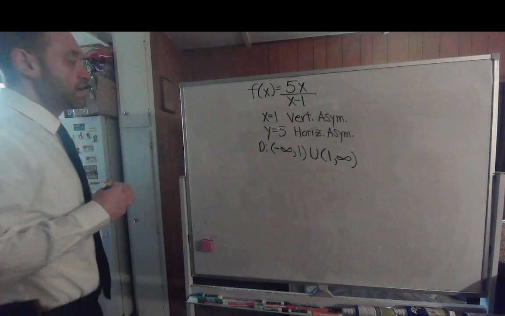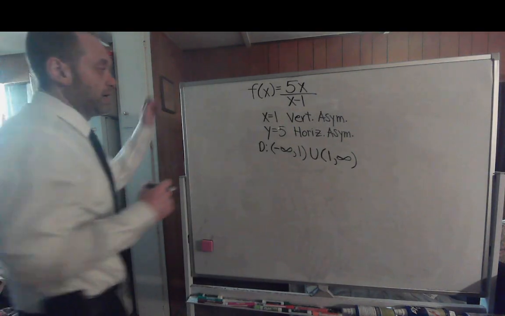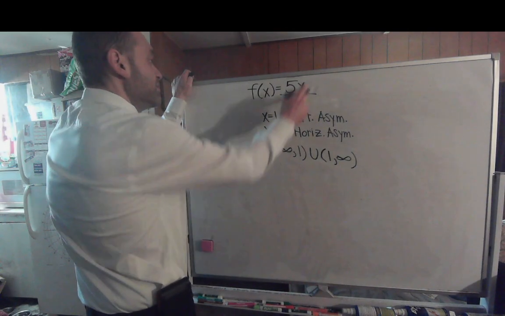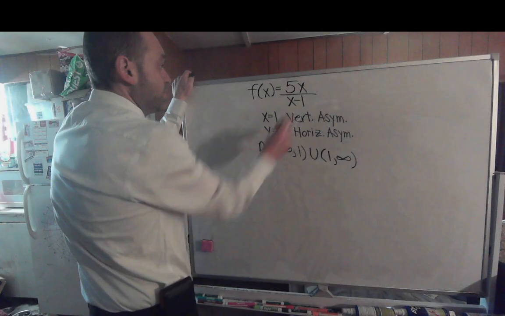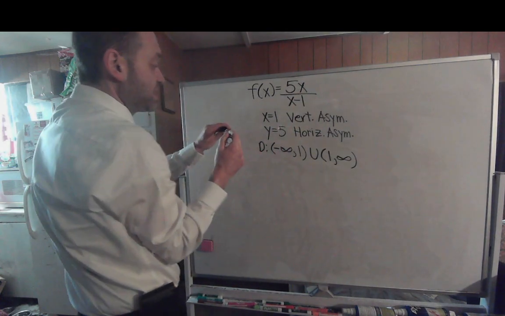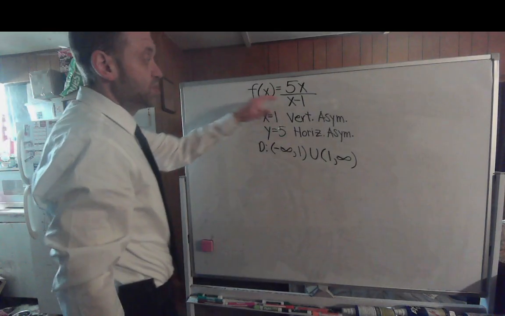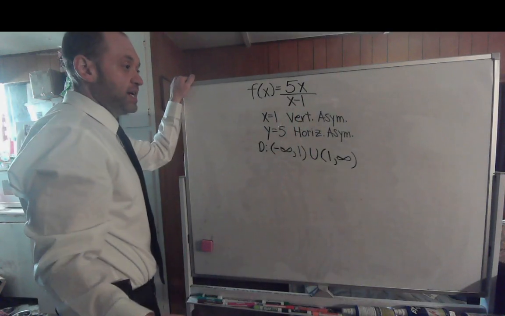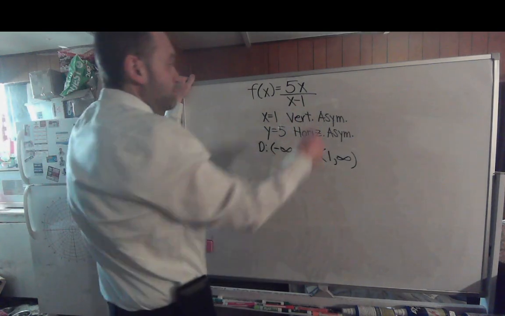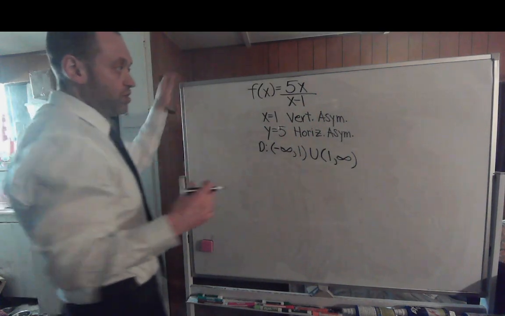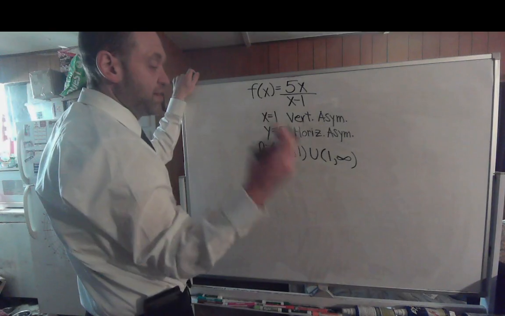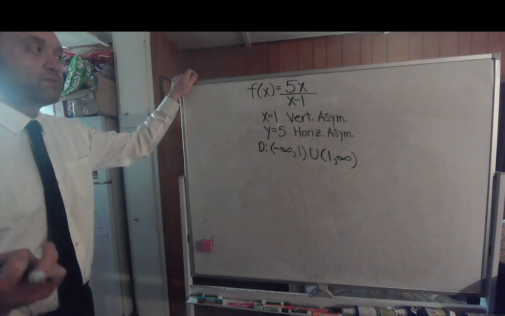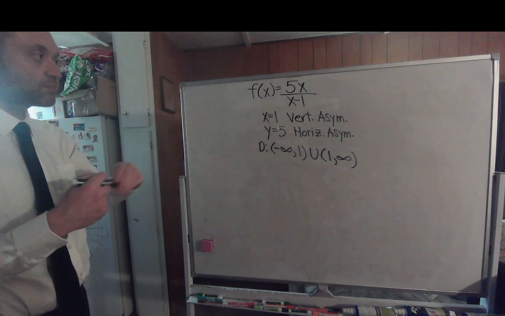For your range, you put in any values here. When you put in 0, you get 0. 1 is undefined. Let's say we put in x equals 2. You would get 10 divided by 1, which is 10. So you would end up going for sure from 5 to infinity. It would get infinitely closer to y equals 5.